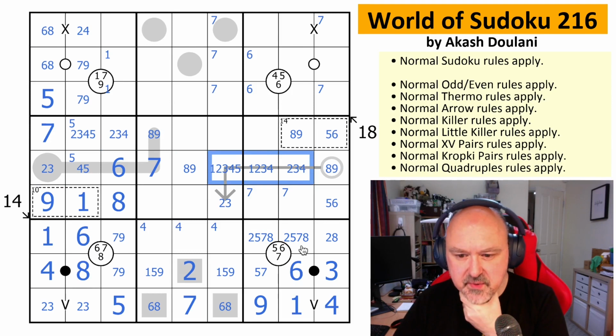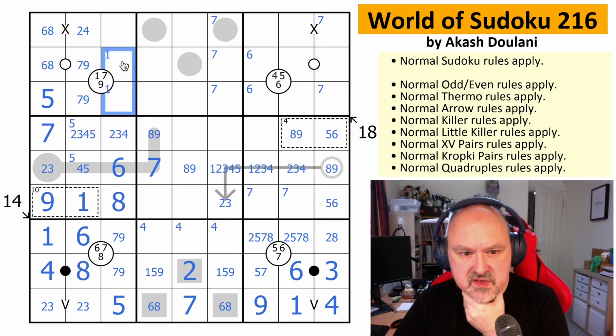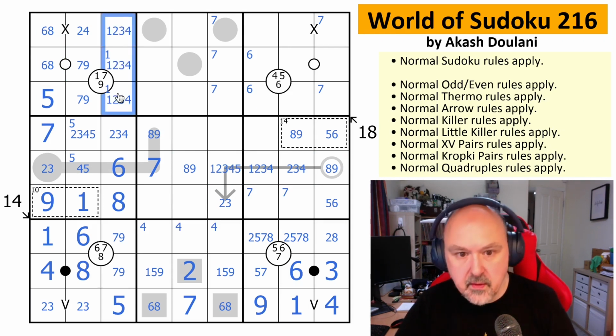I really feel I should be able to do more with this arrow, but... So this is 1, 2, 3, 4. I'm sure it has to be because I've got 5, 6, 7, 8, 9 here. This is 1, 2, 3, 4. And I can't put 1 at the top because 1 has to be in here.